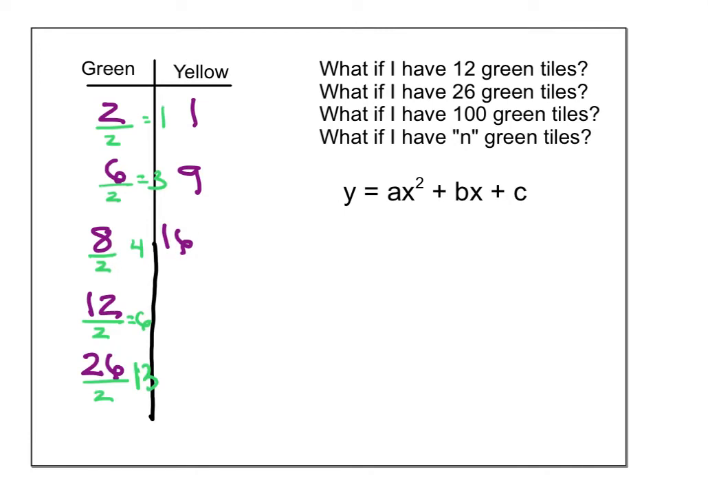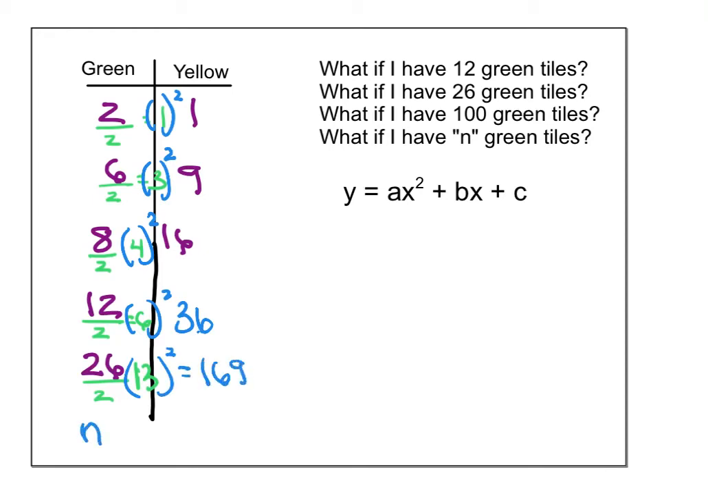And I think in the pattern there definitely is. If I square, 1 squared is 1. 3 squared is 9. 4 squared is 16. So if I had 12 green tiles, how many yellow will I have? Well, 12 divided by 2 is 6, and 6 squared is 36. So I think 12 green tiles will produce 36 yellow tiles to complete the square. How about 26 green tiles divided by 2 is 13. 13 squared is 169.